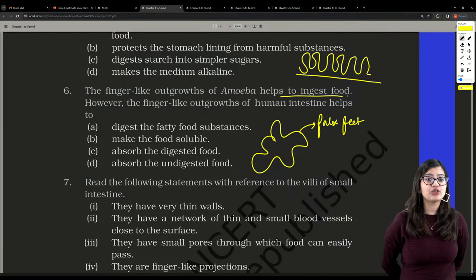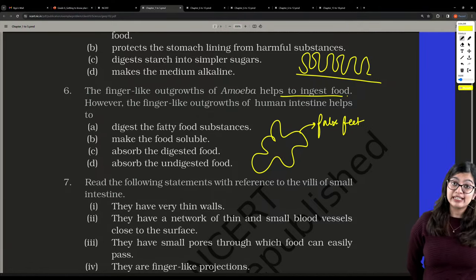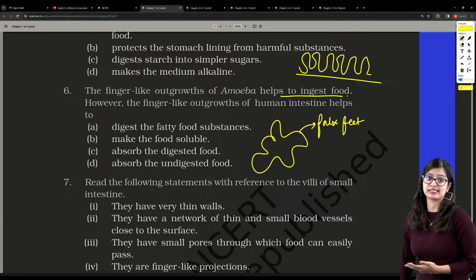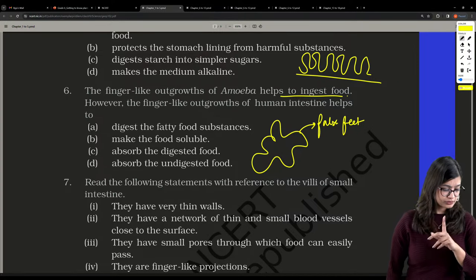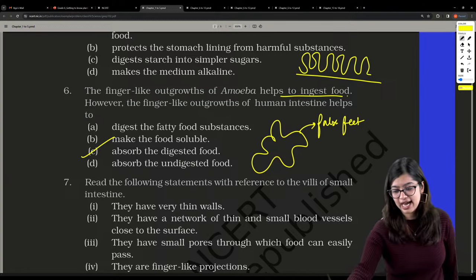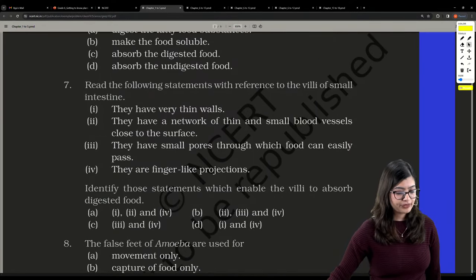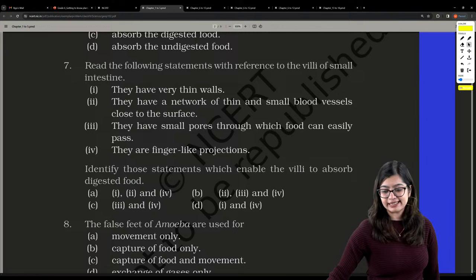Yes? Thank you, Floric. Thank you so much. Ma'am, hydrochloric acid is produced where? It is produced by some specialized cells in the stomach. Ayana, hope we are clear. Very good. What is the function of villi? Villi help in absorbing the digested food. Now let's go on to question number 7.